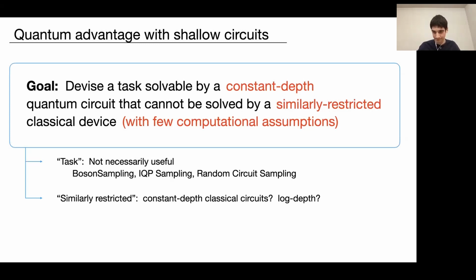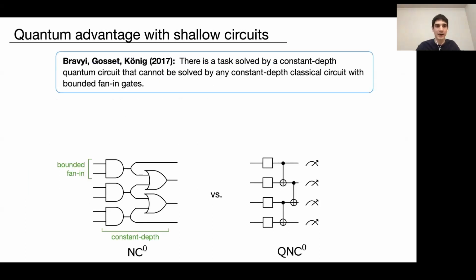So this whole line of work was started in 2017 by Bravyi, Gosset, and König with a breakthrough result, which showed that there is a task which is solved by a constant depth quantum circuit that can't be solved by any constant depth classical circuit with bounded fan-in gates. By bounded fan-in, I mean every gate acts on at most constantly many bits or qubits, and constant depth, of course, means there are constantly many layers to the circuit.